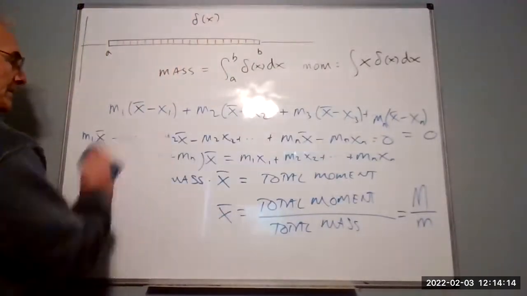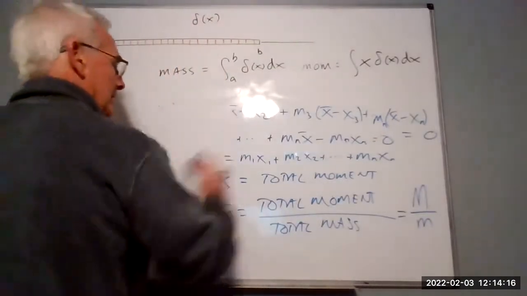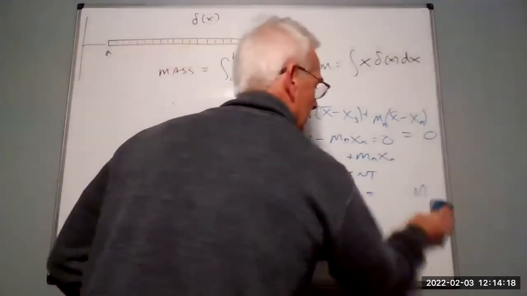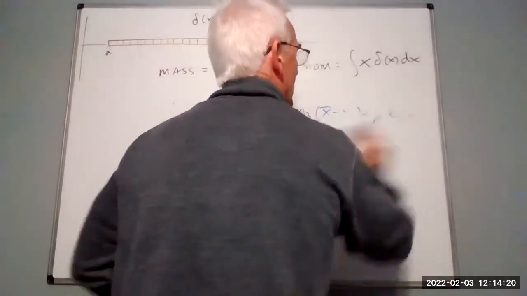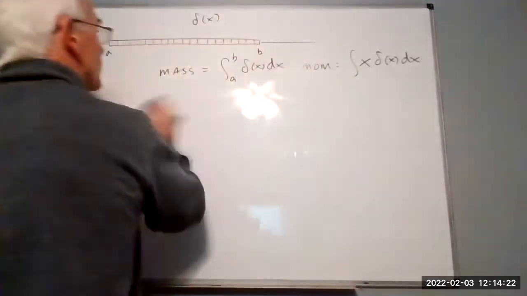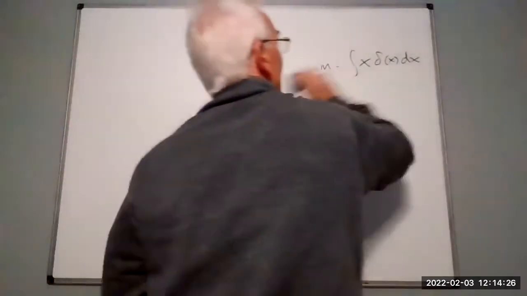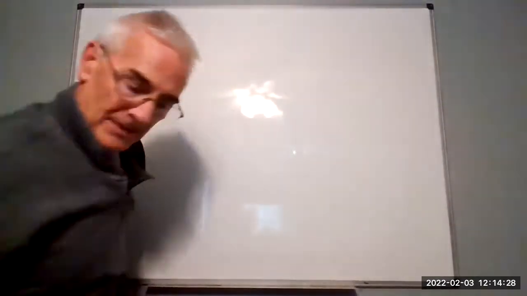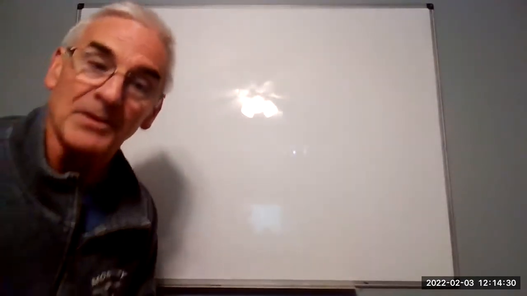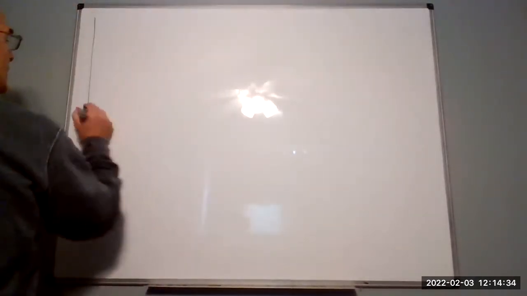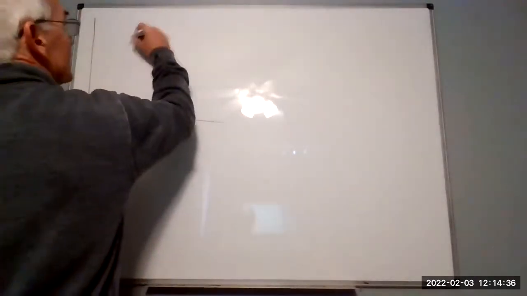So let me get rid of this. Okay, this is our setup. But now we want to extend it one more time. And now I want to talk about a two-dimensional object like we did last day. Last day, we figured out how to find the mass of a two-dimensional object. Now we want to find the center of mass of that same object.